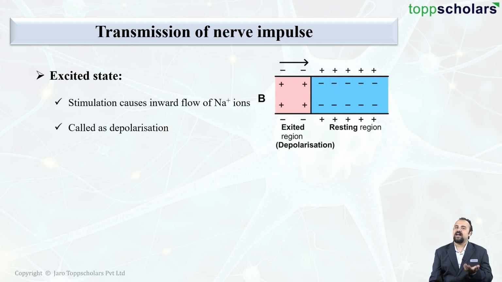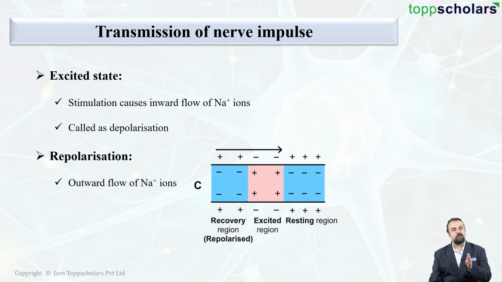And students, the last phase is that of repolarization, wherein the axon goes back to its original position, that is to its original polarity. This occurs by outward flow of Na plus ions, therefore making the outside of the axon positively charged and the inside of the axon negatively charged.